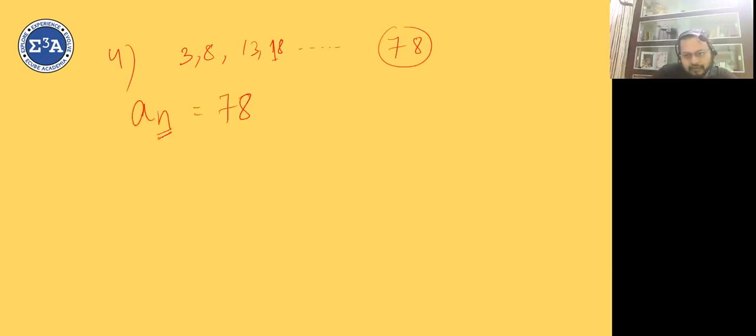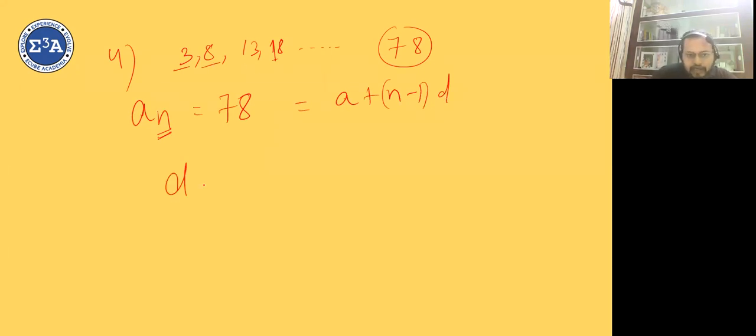Number 4. Which term of the AP is 3, 8, 13, 18 is given, and it is asking which term of the AP is 78. So we know AN is given, 78. We are unaware of the term number. What is N? No worries. We know the formula of AN. AN is equal to A plus N minus 1 into D. We have A and A2, so we can find out D also.